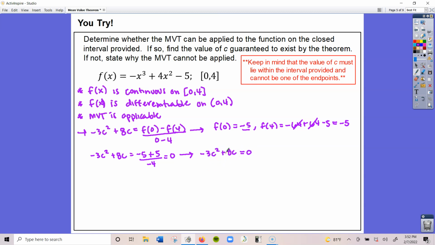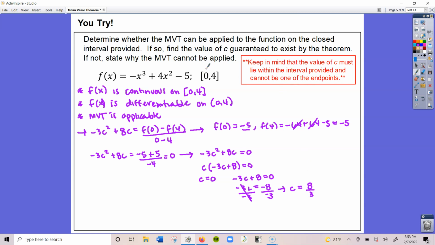So here I can factor. Both of these terms have a c in common. So I would get c times negative 3c plus 8 equals 0. If I set each individual factor equal to 0, I get that c is equal to 0, as well as negative 3c plus 8 equals 0. Subtract the 8, I get negative 3c equals negative 8, and then divide by negative 3. So I get here that c is equal to 8 over 3.